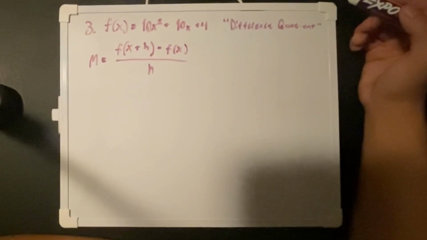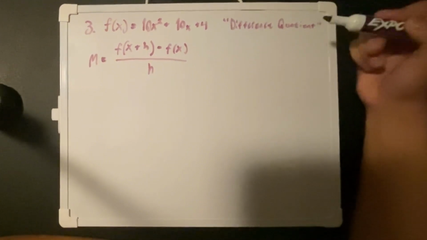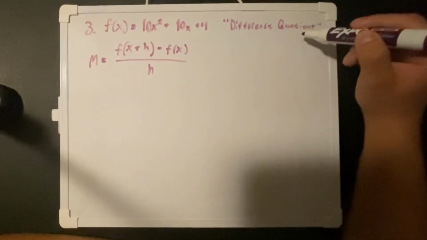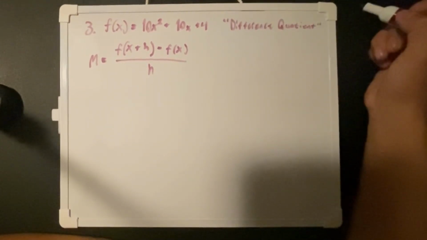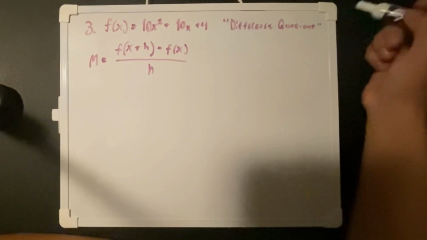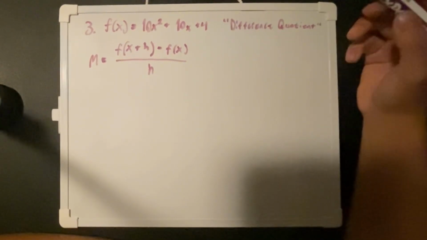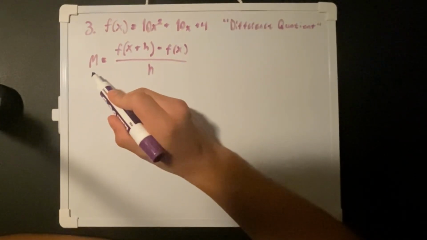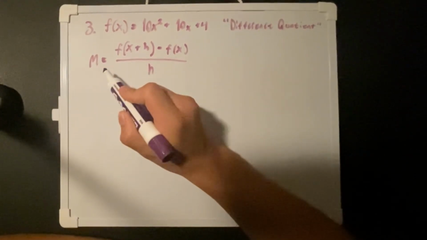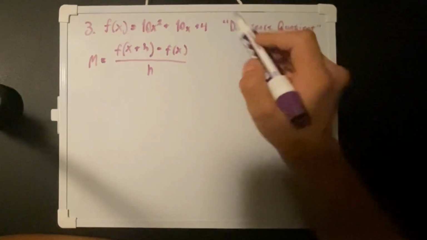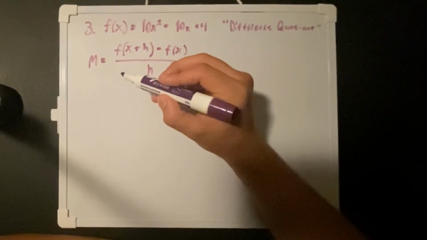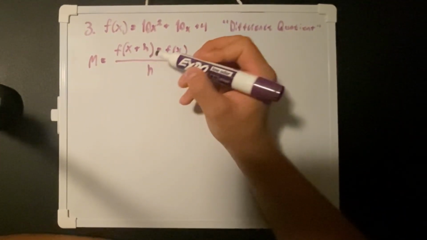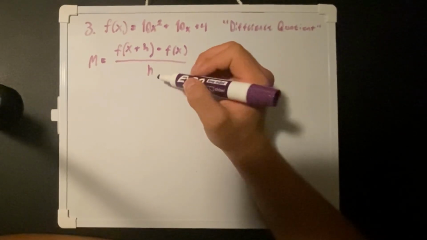All right, for question number 3, we have f of x equals 10x squared plus 10x plus 4, and it wants us to find the difference quotient. As you can recall from the definitions part of the video, the difference quotient is the slope of the line that passes through a curve. Here we have a slope because it has m equals, and here's our slope formula for the difference quotient: f of x plus h minus f of x, all over h.